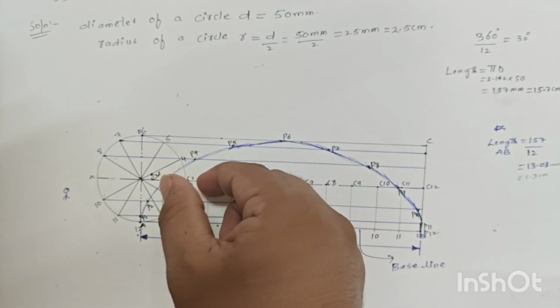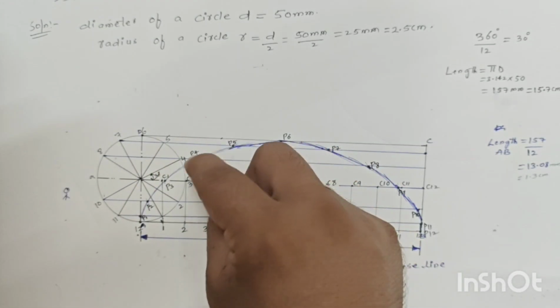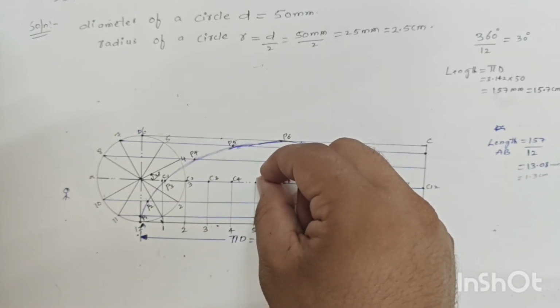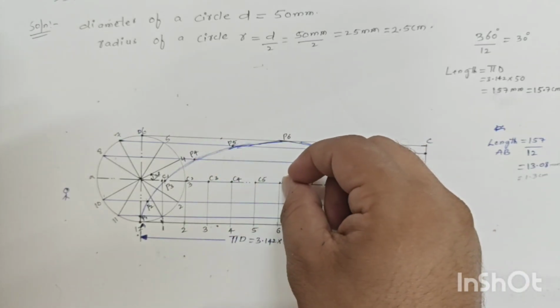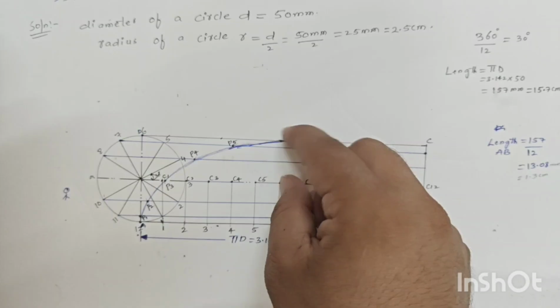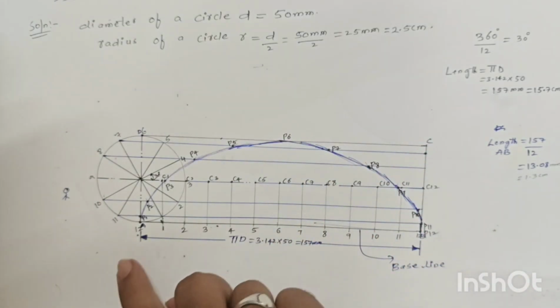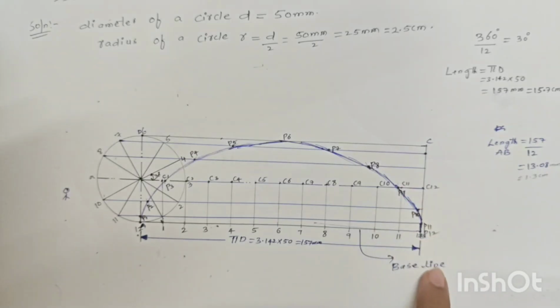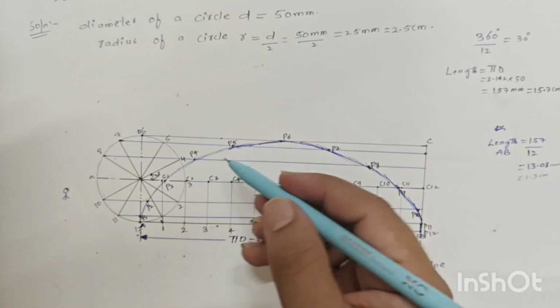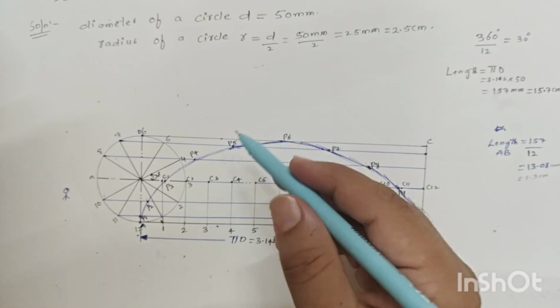Place a compass on C3, mark on a third line. Place a compass on C4, mark on a fourth. Place a compass on C5, mark on a fifth line. Same thing we have to continue for C6, C7, C8, C9, C10, C11, C12. After that, we need to trace this path. So this P1, P2, P3, what we can say? Tracing point.